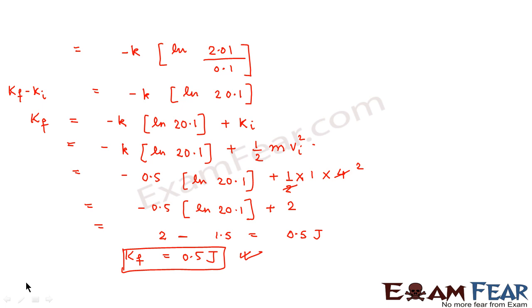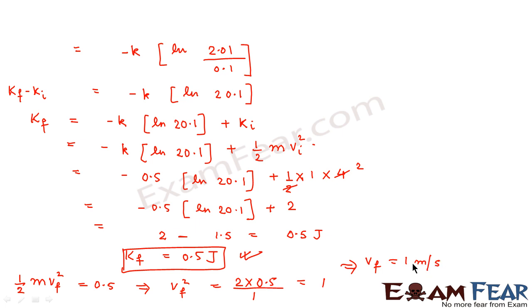So what will be the value of the final velocity? Now the final kinetic energy is equal to half m v final squared. This is equal to 0.5. Therefore, v final squared is equal to 2 into 0.5 divided by m. Mass is equal to 1 kg. So this is equal to 1. This implies that the final velocity Vf will be equal to 1 meter per second.